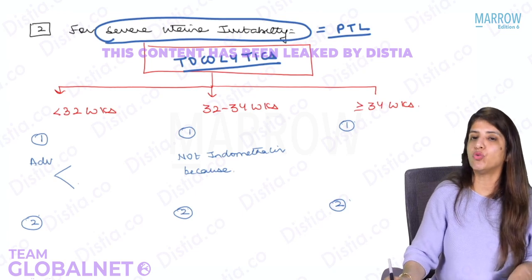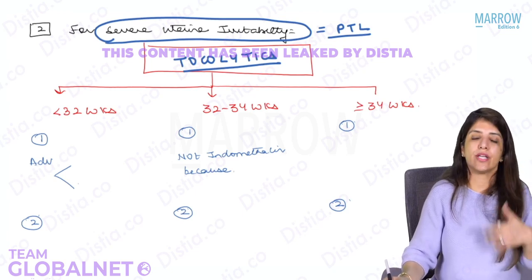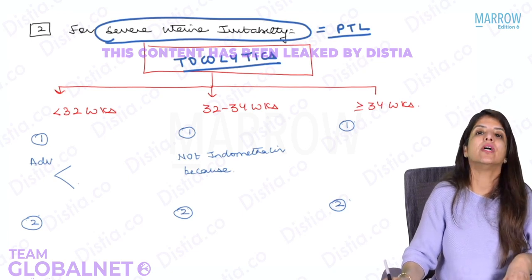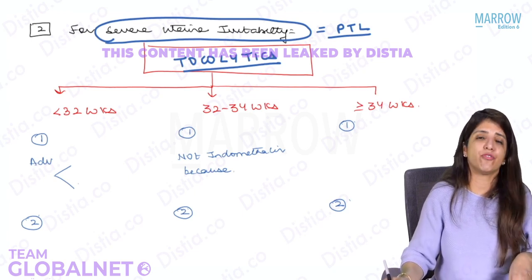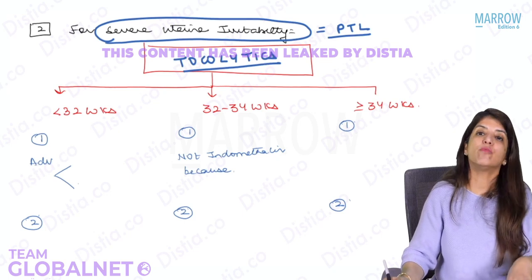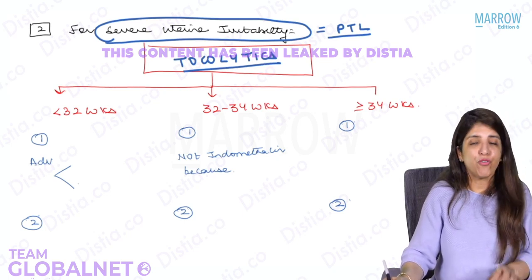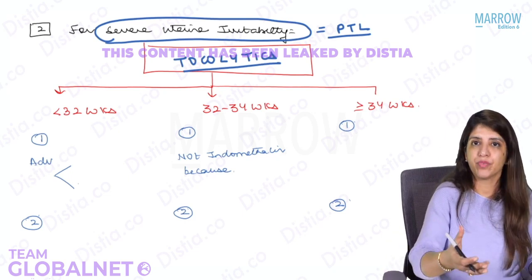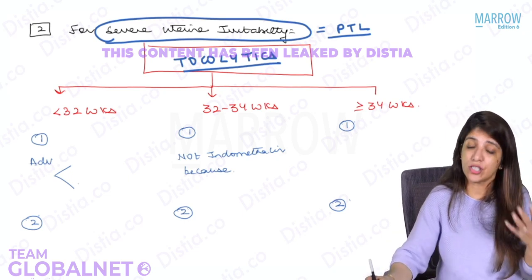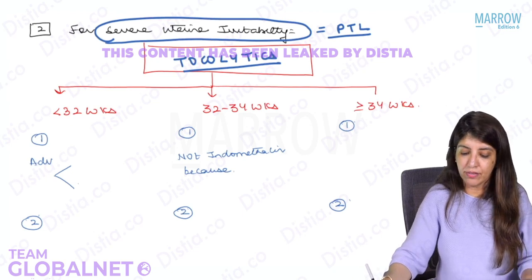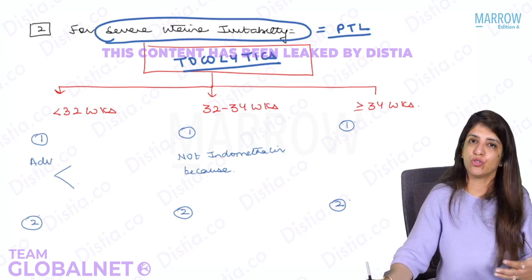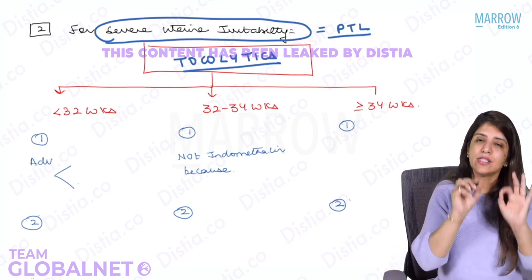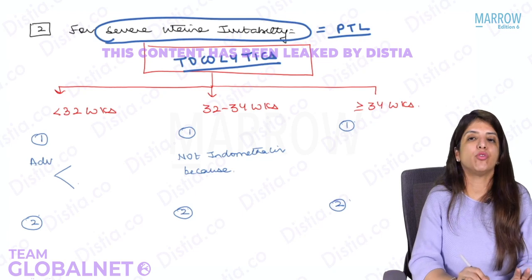Either they can come to you with shortness of breath which is interfering with the day-to-day life. If they come with shortness of breath interfering with the day-to-day life, you are going to say, I'm going to do amnioreduction. If your question says there is polyhydramnios with preterm labor or severe uterine irritability, then your answer is going to be that I'm going to give tocolytics. Now, this is a general answer.